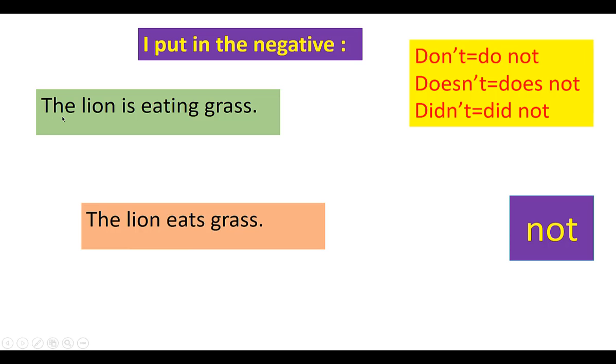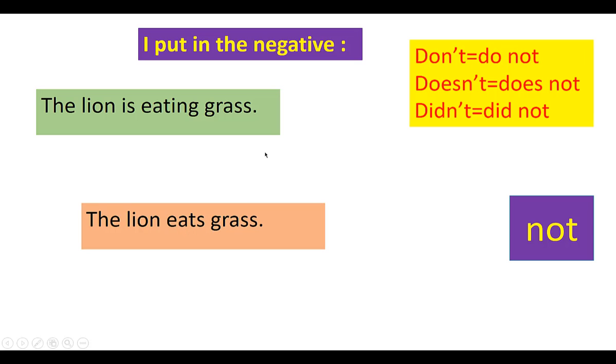Yes, we read the sentence. The first one: the lion is eating grass. The second one is: the lion eats grass. What is the verb in the first sentence? Yes, it is eating. The verb in the second sentence is eats. This verb is composed of two parts, and this verb is composed of one part.